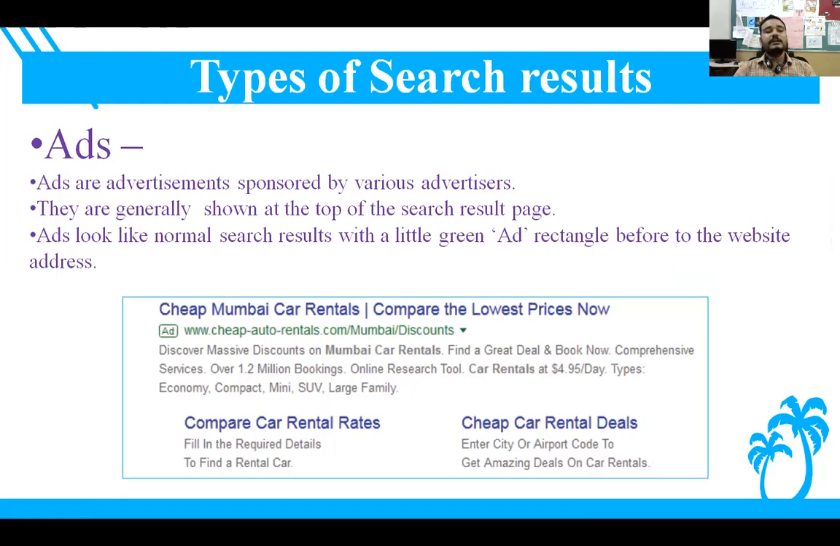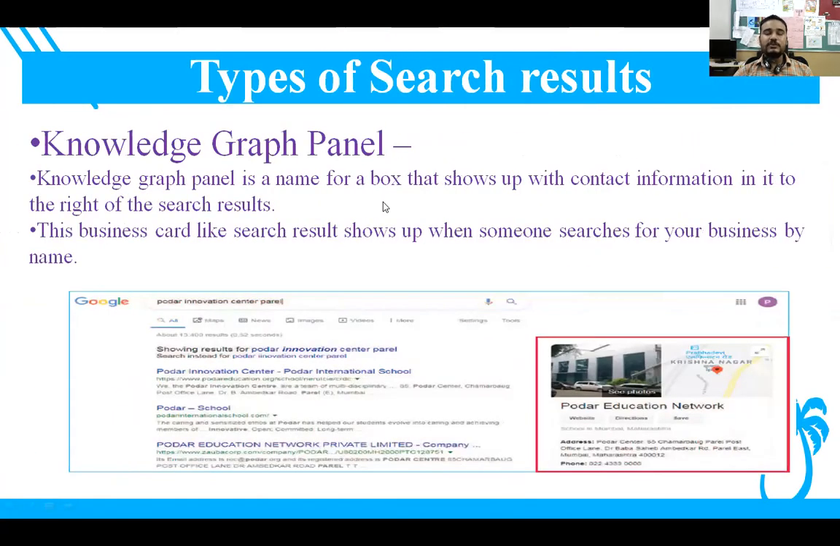It will be shown in a box, and they will be shown at the top or at the bottom. Understood? And in a green box, ad will be shown. Can you see here? In a green box, the ad name is given. So this is the first type of result. The second type of result is a knowledge graph panel. Means if you have searched some information and the location comes, contact information comes, if that information is coming, that is nothing but the knowledge graph.